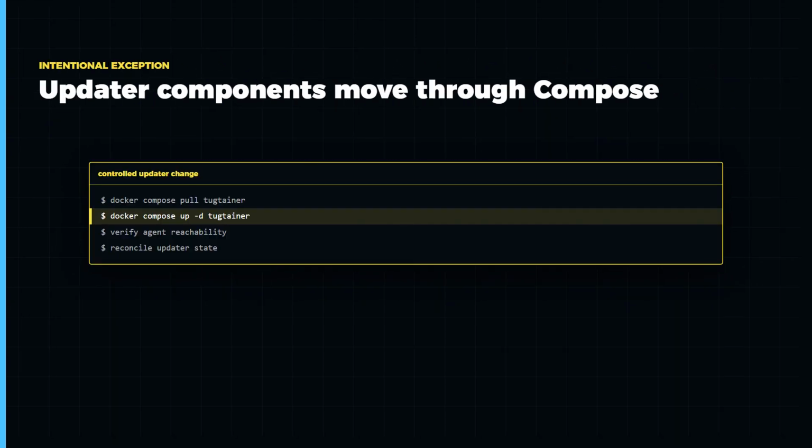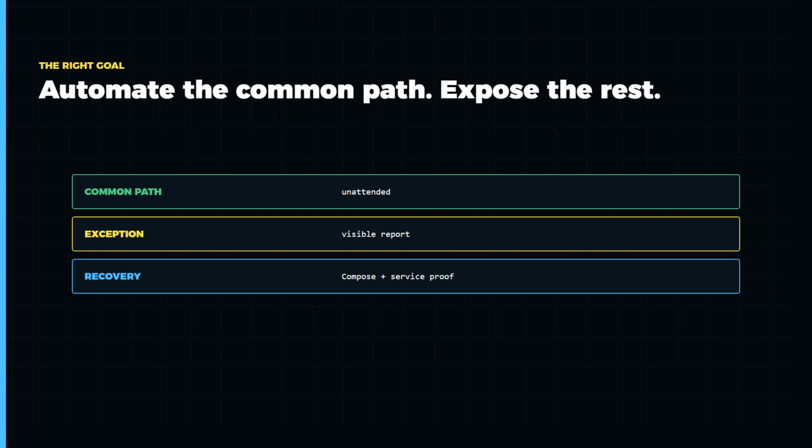The Tugtainer server, its socket proxy, and the host agents are another intentional exception. I do not let the coordinator replace itself while it is managing updates. Those components move through a controlled compose update instead. The right goal is not to pretend every update can be unattended. The goal is to automate the common path and make the exceptions obvious.